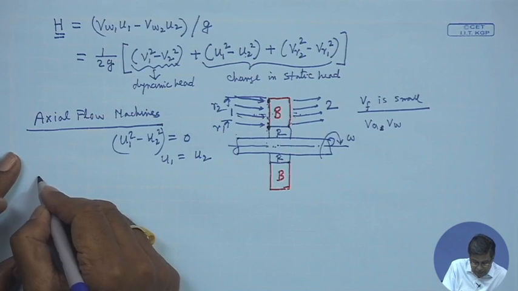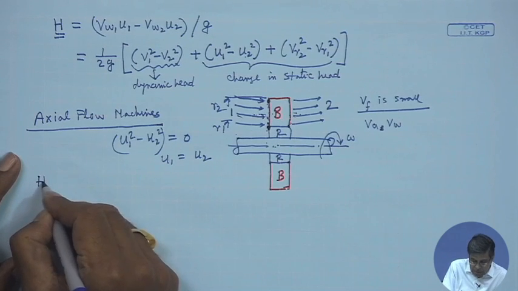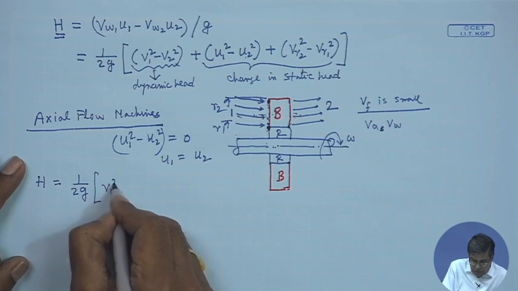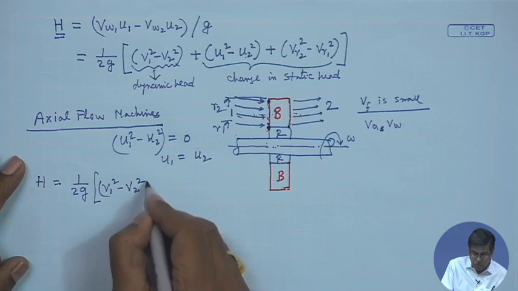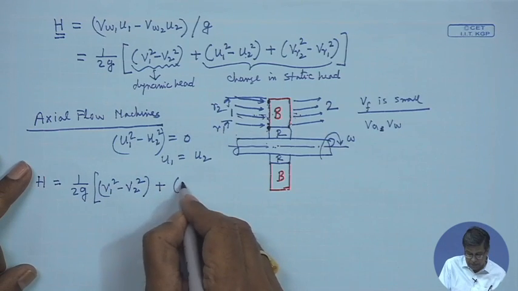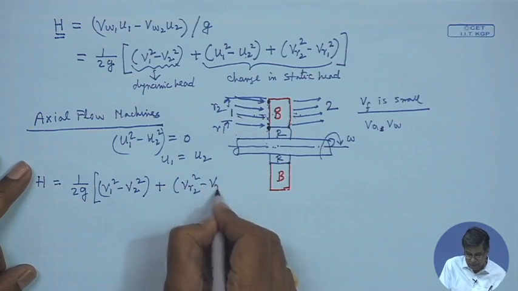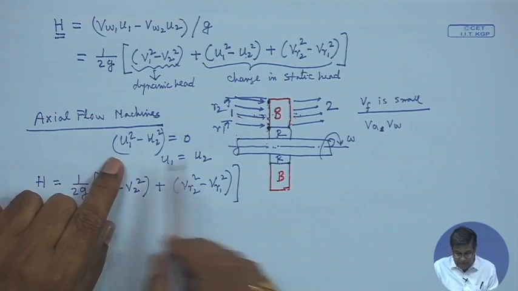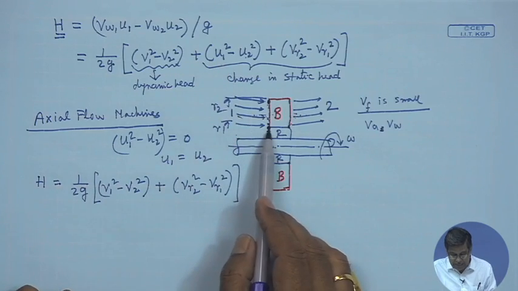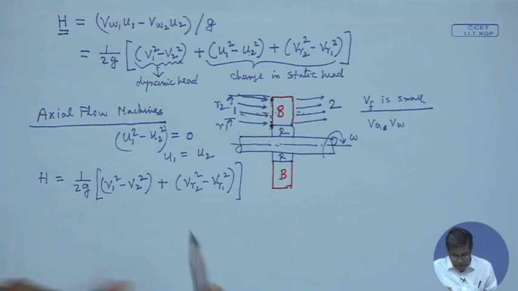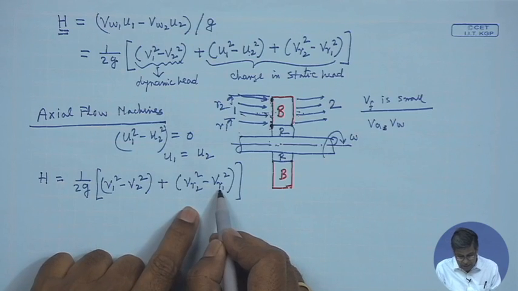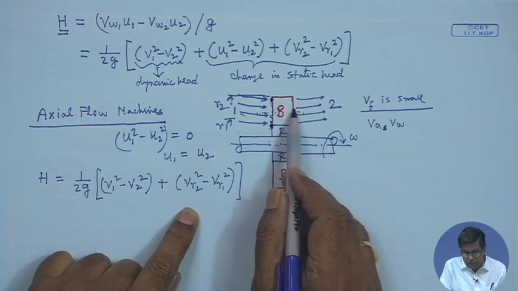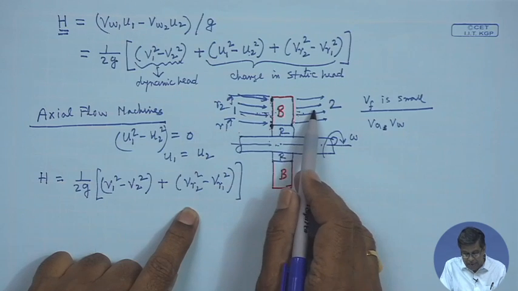So in this case, H equals 1 by 2g [V1 square minus V2 square plus Vr2 square minus Vr1 square], which means that the static head contributed by the change in the rotor velocity is not there. But this Vr2 and Vr1 may change, and that change is caused by a change in the area of the flow passage, or cross sectional area of the flow in the axial direction.